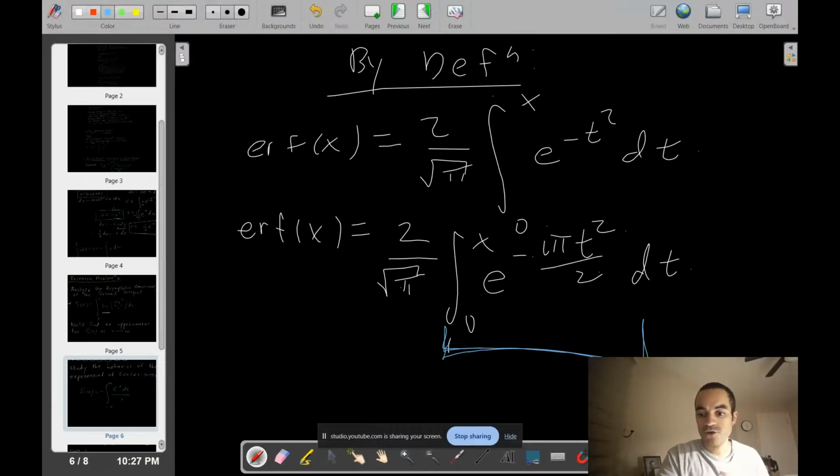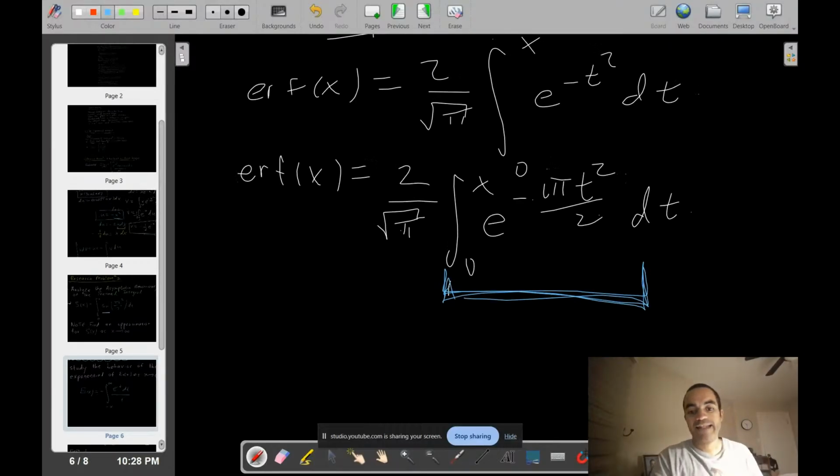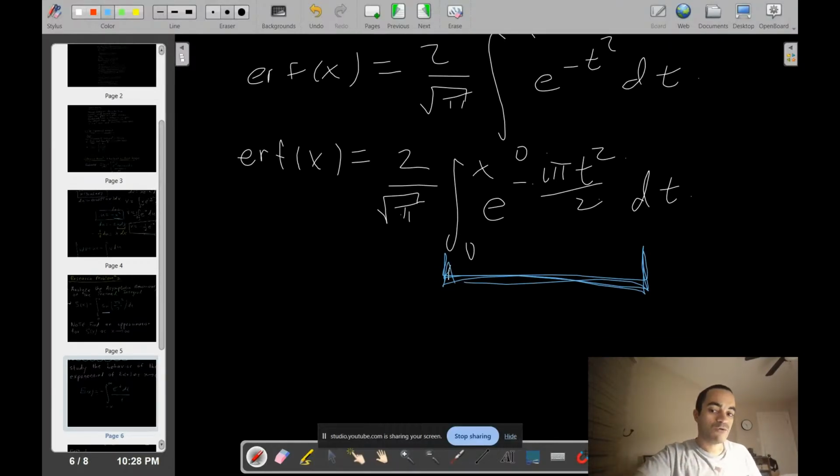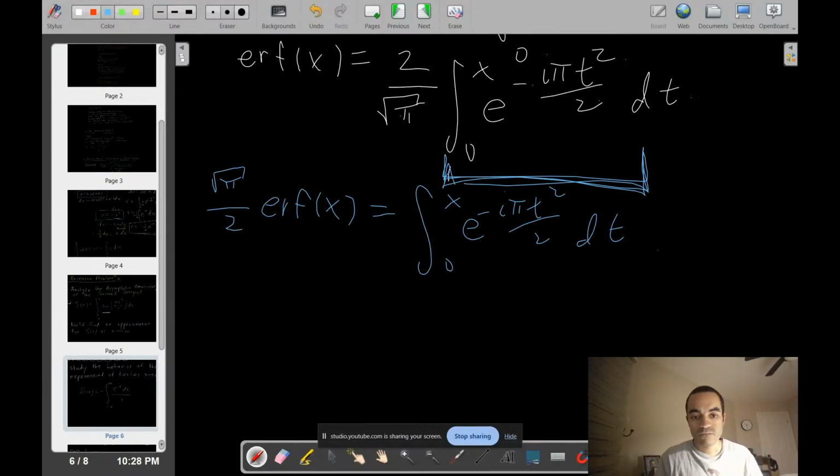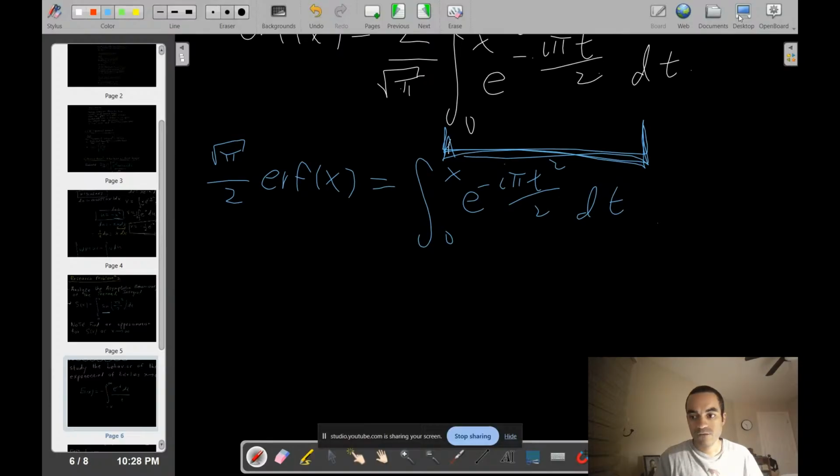So if I'm solving for this, I need to multiply both sides by root pi over 2 to isolate for this. So this now becomes root pi over 2 times the error function of x is equal to the integral from 0 to x of e to the negative i pi t squared over 2 dt. Does that make sense?